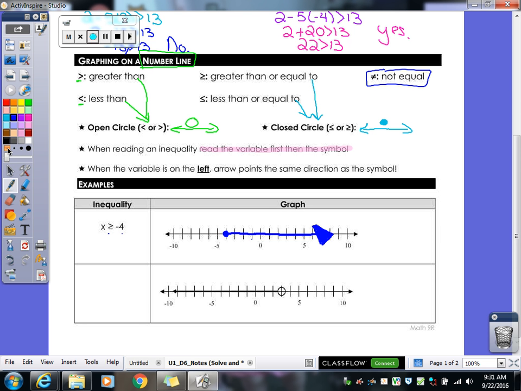So our second example there, they gave us the inequality graph. They want us to write what the inequality is. So I'm going to start with x. I see an open circle, so that tells me it's not going to have the or equal to. My shading is to the left, so that tells me that it's going to be a less than. So I do x is less than. And then what number is my circle on? 3. So x is less than 3.